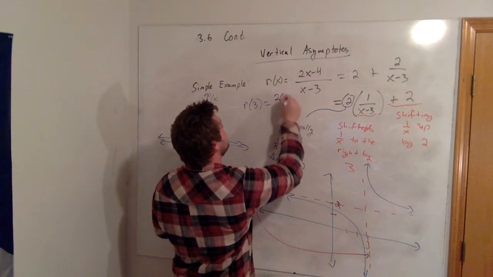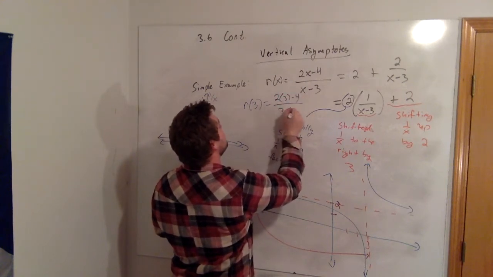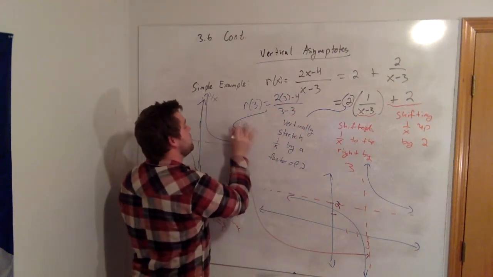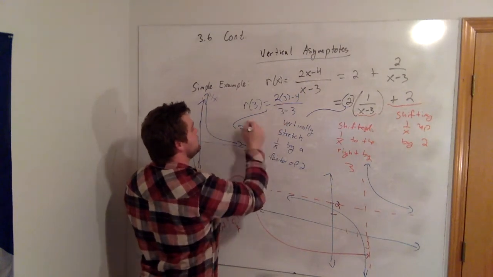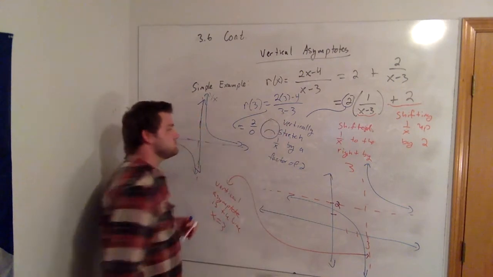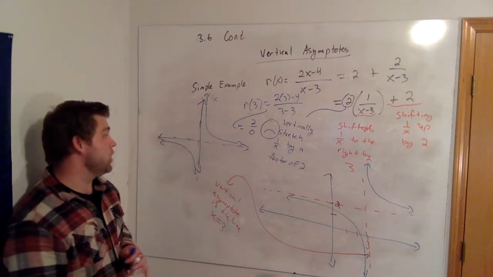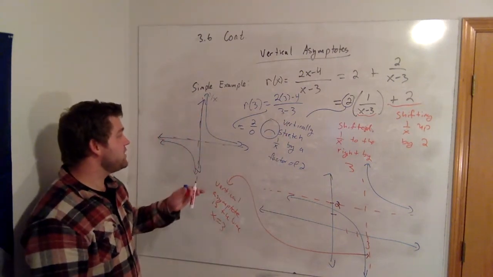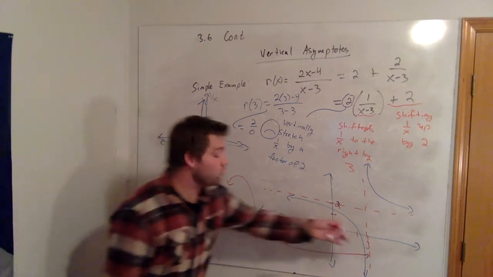I'm going to get 2 times 3 minus 4 all over 3 minus 3. What is that? That's 6 minus 4. I'm going to get 2 over 0. Uh-oh. We can't divide by 0. Our function is undefined there, and we have a vertical asymptote there.